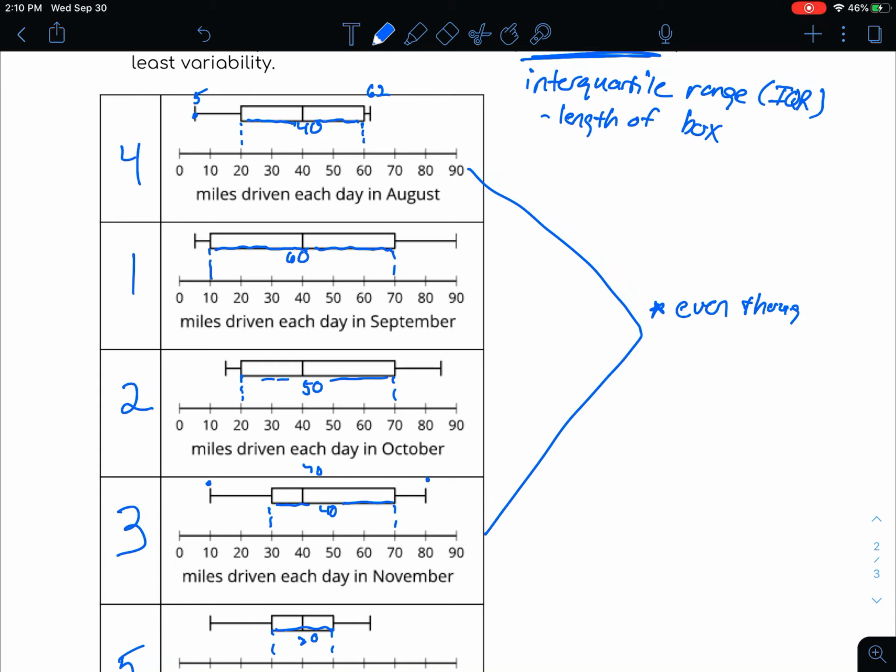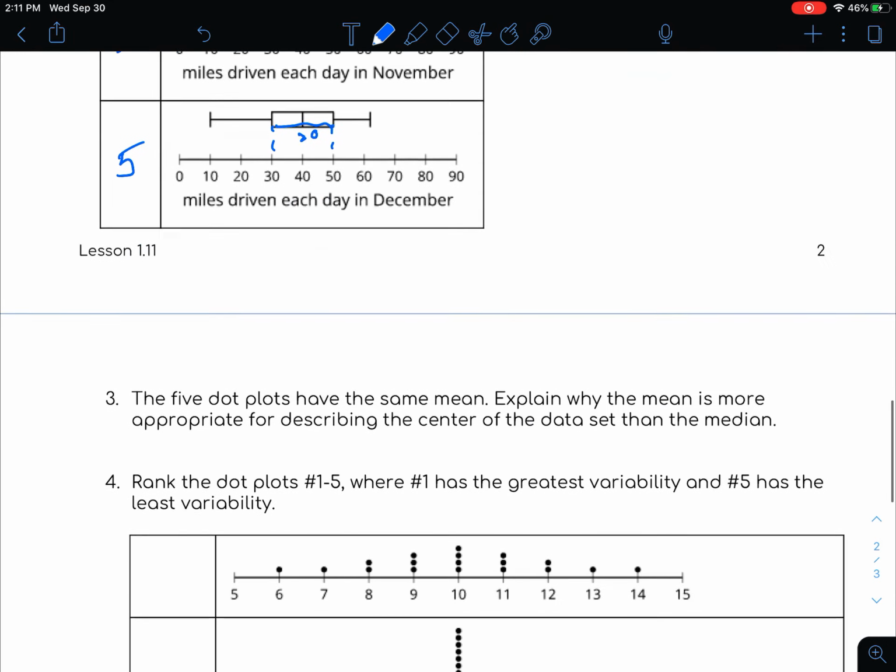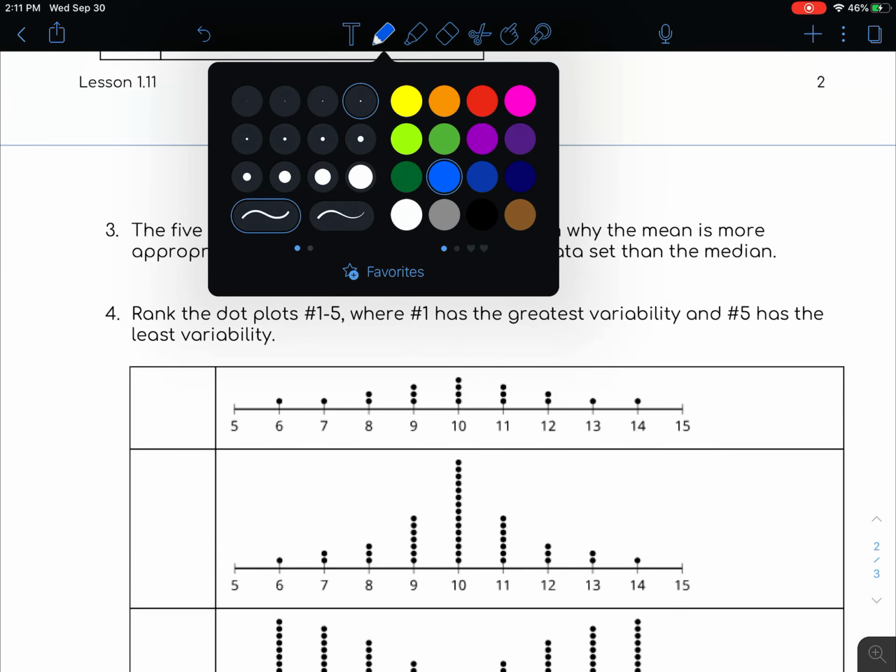So even though they have the same IQR, the November plot has a larger overall range. So we're going to rank that one as more variability first.